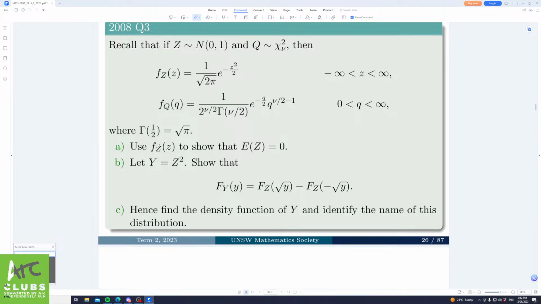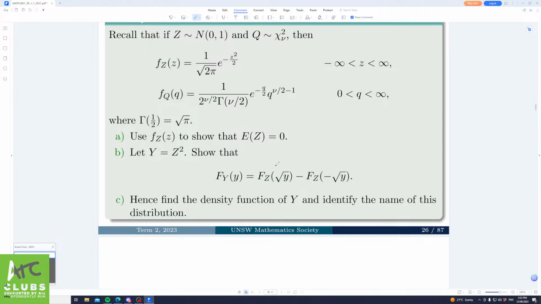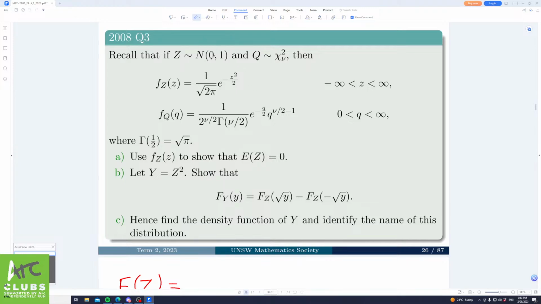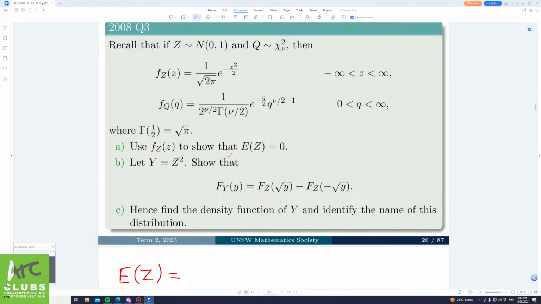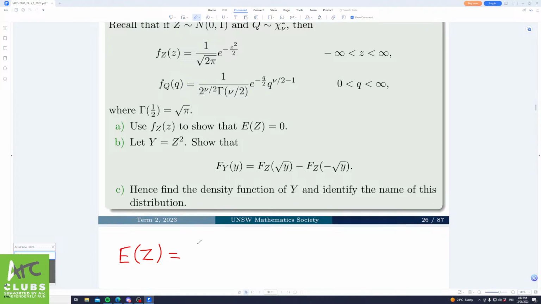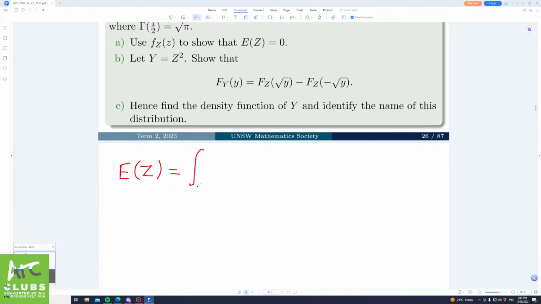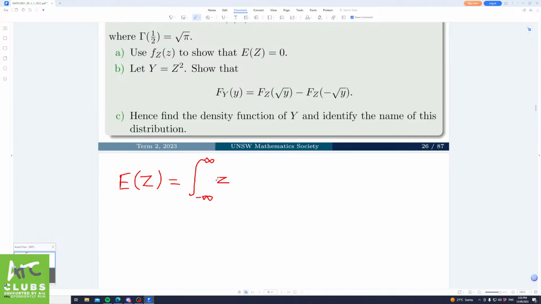Part A asks us to use the PDF of that normal distribution to show that E of z is 0. That should be pretty straightforward. Obviously we know the expected value is 0 because it is a normal distribution with mean 0, so nothing should come as a surprise there. But using our formula, we integrate between all the possible values, and for a normal distribution all the possible values is, I guess, all the real values, and we're going to be doing our score, which in this case is little z, times the PDF.